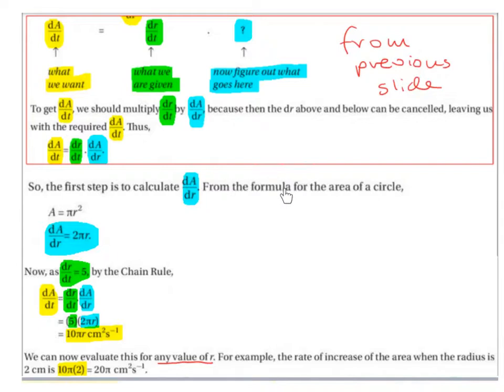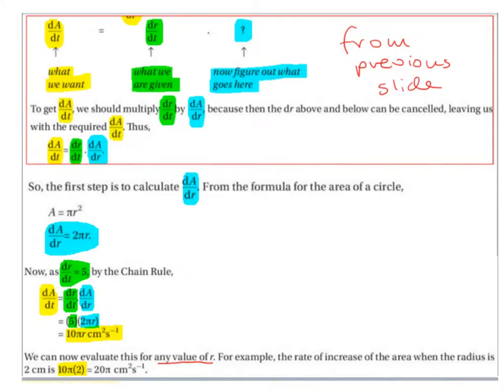From the formula for the area of the circle, if A is equal to pi r squared, then dA/dr is equal to 2 pi r. So we bring the power down in front, the 2 comes down in front, and we reduce the power by 1. 2 minus 1 is 1, so we just have r to the power of 1, so we have 2 pi r.